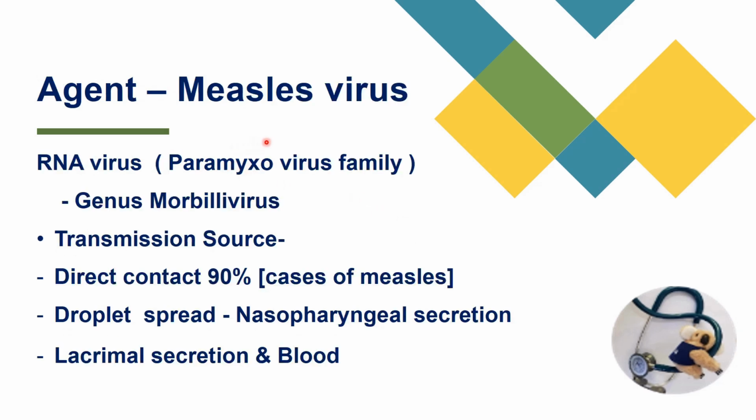Now come to the agent. It is caused by measles virus, and this is an RNA virus belonging to the paramyxovirus family, and the genus morbillivirus. The transmission of measles is, one, by direct contact. So 90% of cases can occur with direct contact. So anyone who comes in contact with a child having measles can get measles.